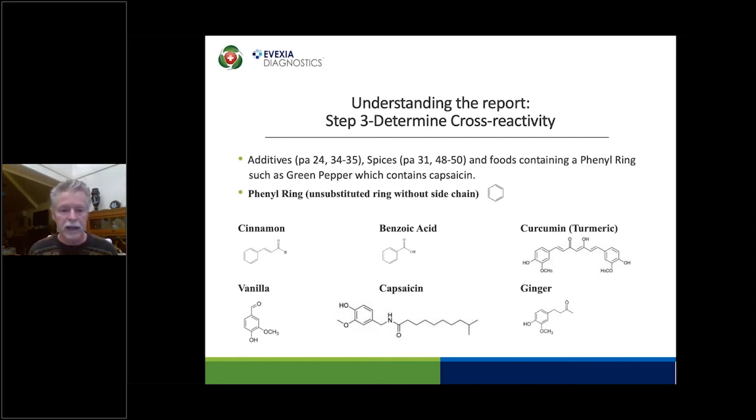Okay, so as I mentioned, additives. So if you look at pages 24, 34, and 35 in the guide, spices and foods containing a phenyl ring, what you can see is cinnamon, benzoic acid, curcumin, vanilla, capsaicin, and ginger. What you can see is that six-membered ring. So some are substituted, some are unsubstituted, more like the benzoic acid and cinnamon. There's only one substitution there. Whereas if you look at curcumin, there's three substitutions on that. But you can still get significant cross-reactivity. Now remember that a lot of drugs have similar structures to these additives and spices. So that's why you may get cross-reactivity. In the next slide.